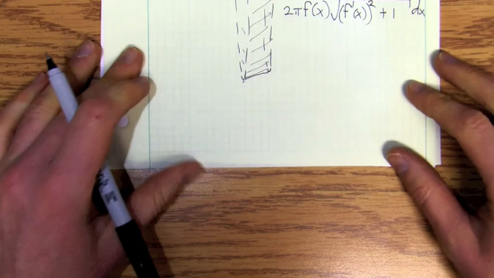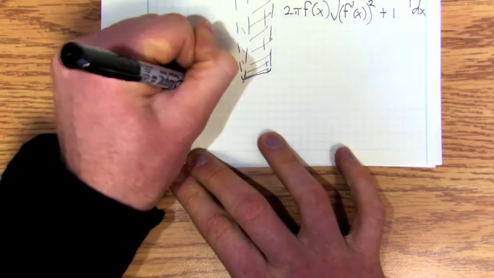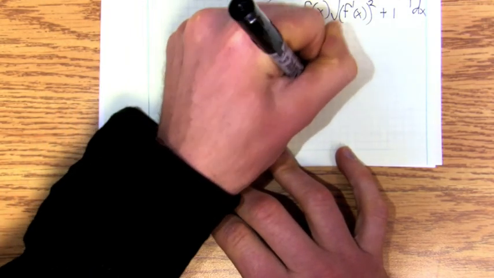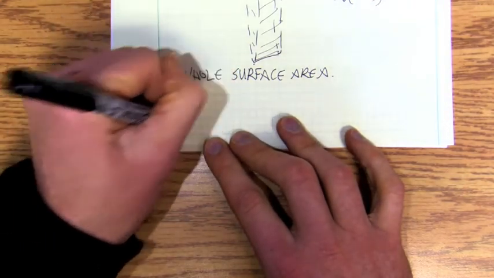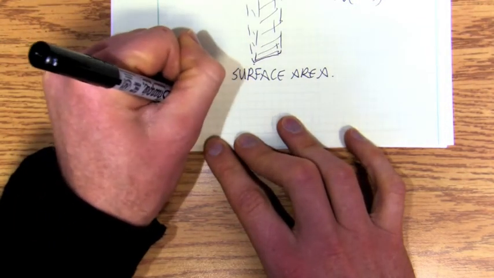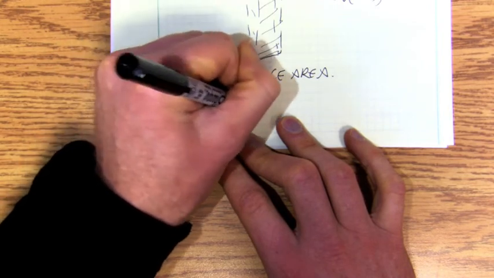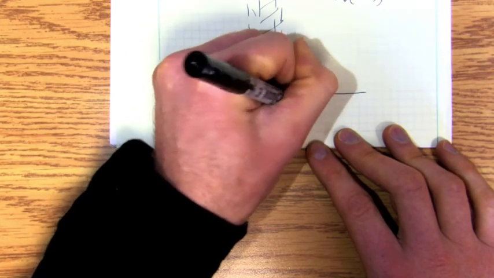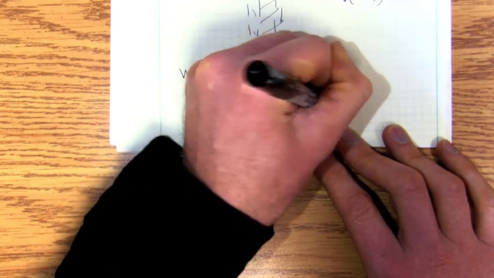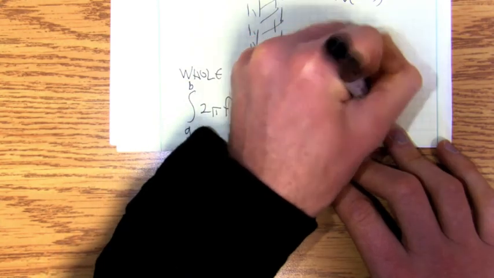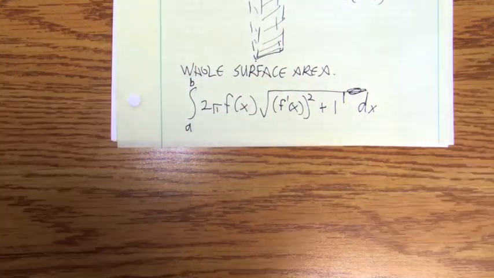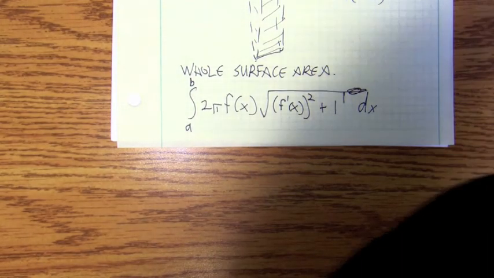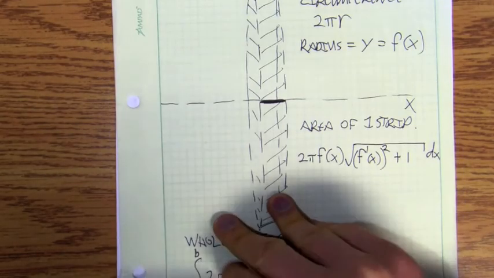And so then if I want to get the whole surface area, that's going to be the integral from a to b of 2 pi f of x times the square root of f prime of x squared plus 1 dx. Now, back in the day, that would be really, really difficult to do. But now numerical integration is just everywhere.